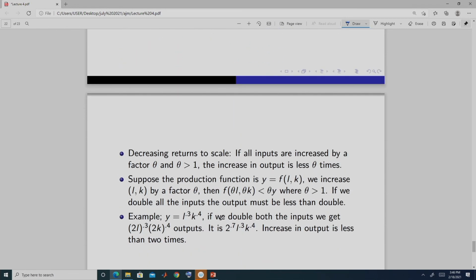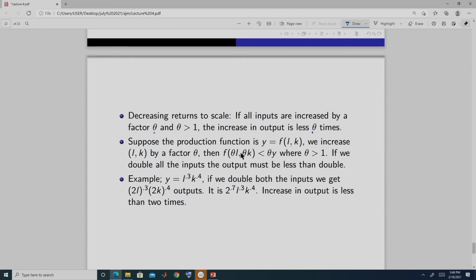Next, something called decreasing returns to scale. What is the meaning of decreasing? It says that if all the inputs are increased by a multiple theta, where theta is a number greater than 1, then the output must be increased by a factor which is less than theta. So, if we double all the inputs, then the output should be less than double. Or if we triple all the inputs, the output should be less than triple.